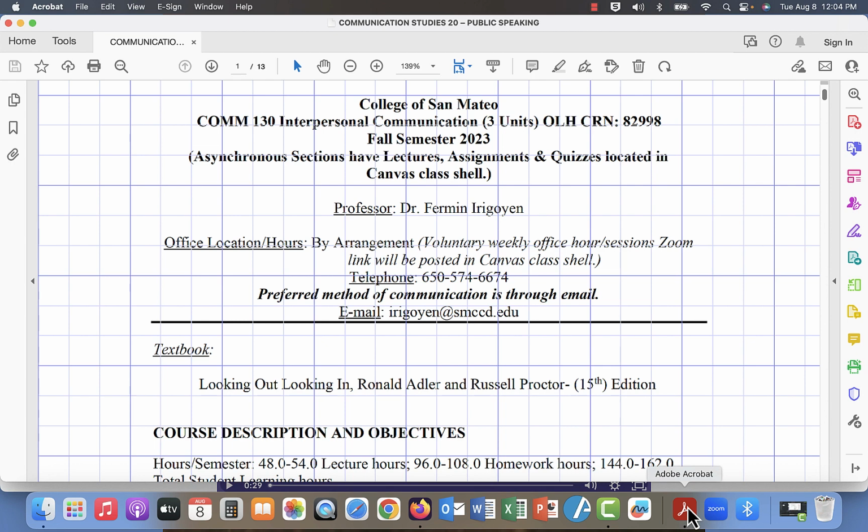So what I want to do here is to highlight the syllabus, and then I'm going to give you a little tour of our Canvas class shell so you can get a better look and feel as to expectations and hopefully answer a lot of questions that you may have.